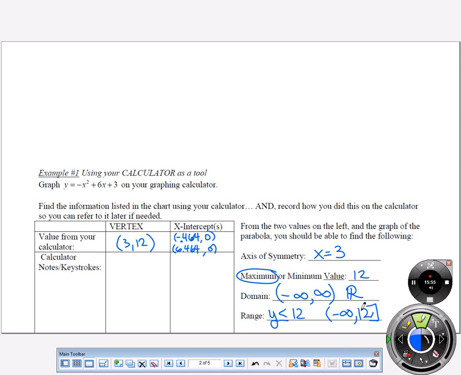Okay? Is this all right with everybody? Yes. Saying that you actually reach 12. 12 is included, like a closed point on a graph instead of an open point. Okay?